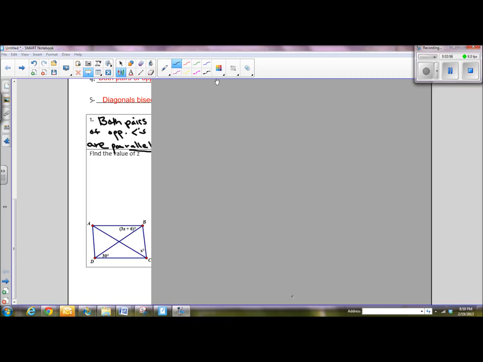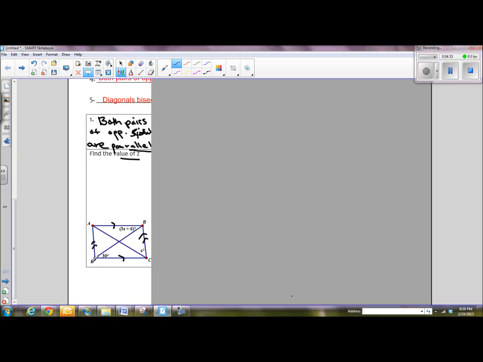Now here's why you're going to have to know these properties by heart. Whenever you're given a parallelogram, and let's just say for our purposes that the next quadrilaterals are all parallelograms, you have to know which way to solve and why you're solving something the way that you are. So in this first one, in order to find the value of z, we're going to use the fact that both pairs of opposite sides are parallel. So this side is parallel to this side, and BC is parallel to AD.